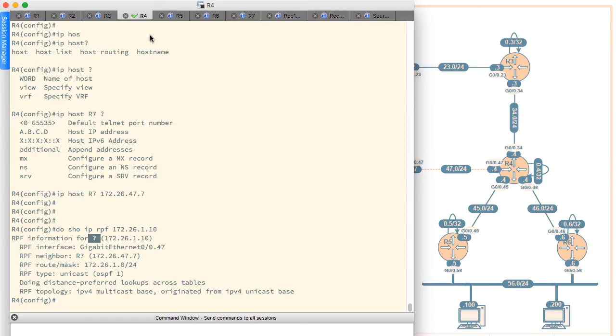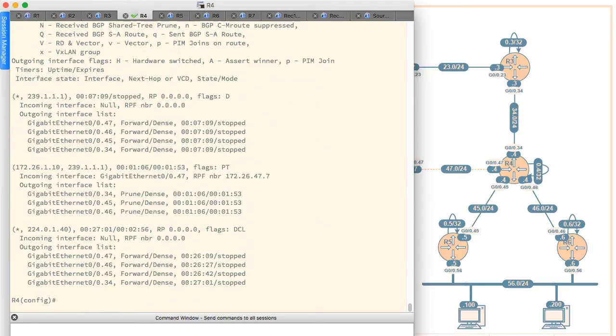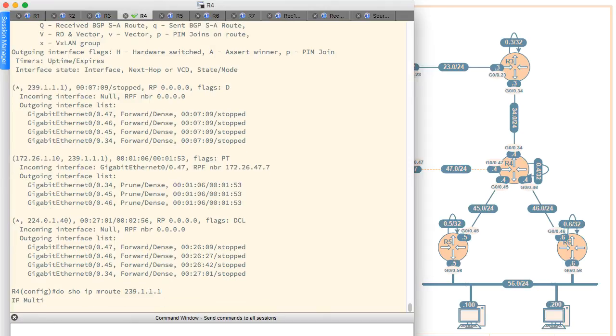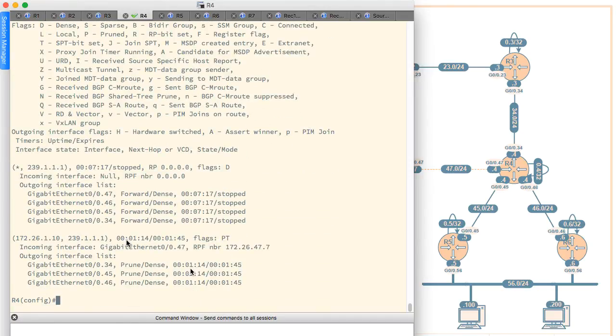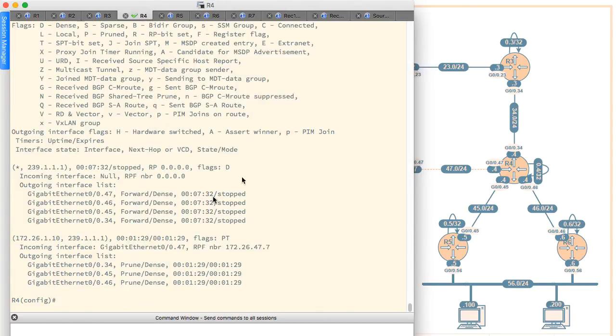So on R4, let's look at that show IP mroute again. The timers should have changed. So now look at that uptime. And once again, I'm going to qualify it with 239.111. And look at that. Well, the uptime is back. So actually, this is not the uptime. I believe this is the time since the last refresh. And that's actually what it is. So this is how long ago the router was refreshed. For the total uptime, that would be up here.